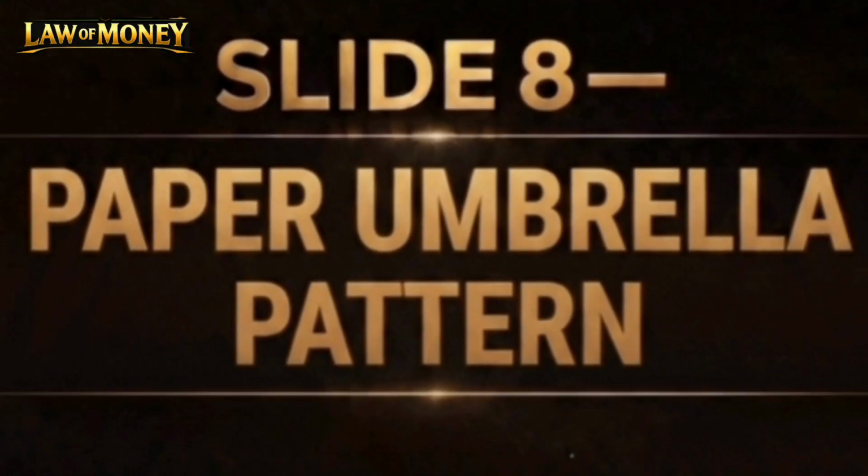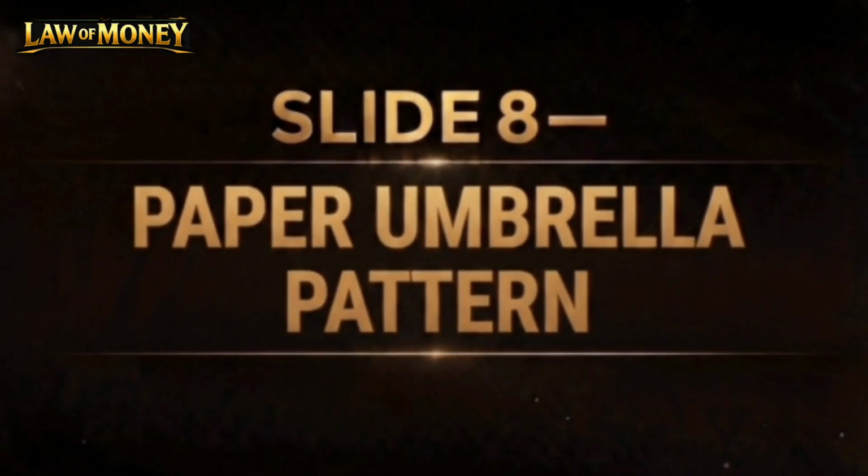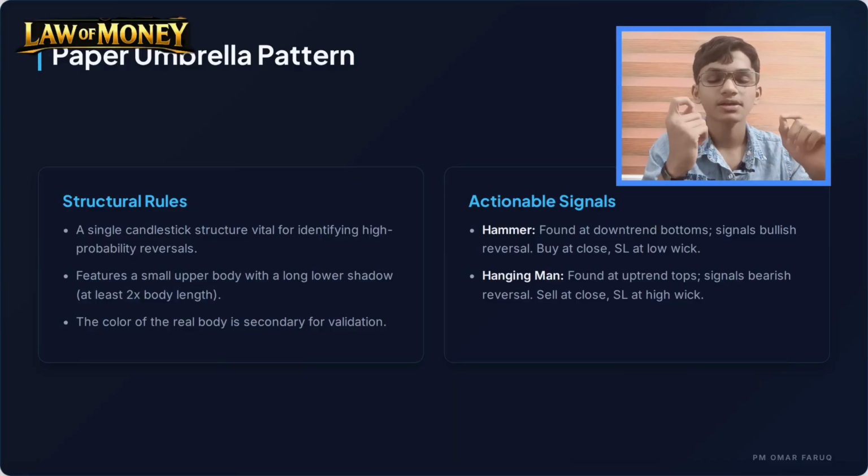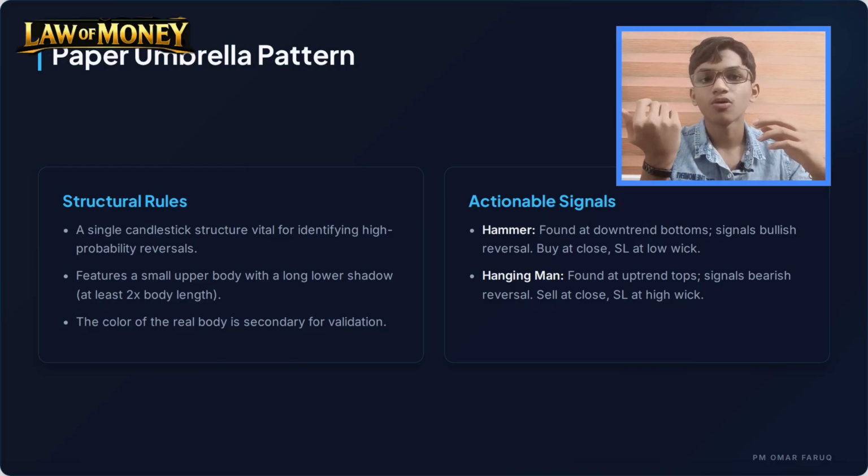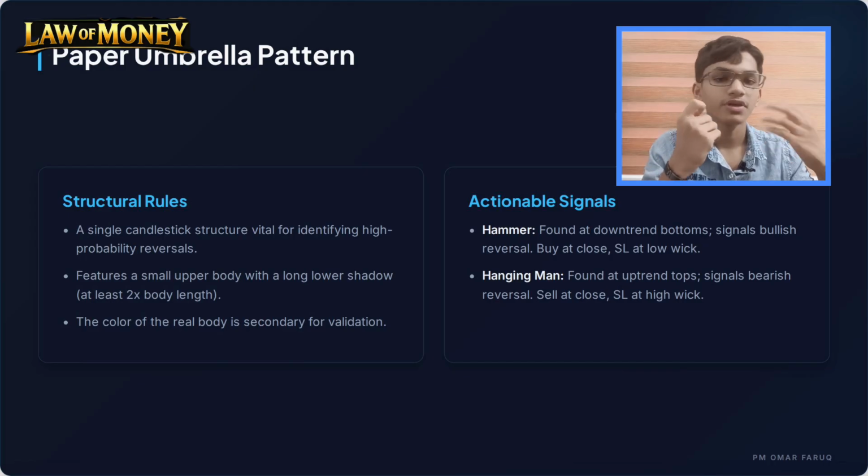Paper umbrella pattern. The paper umbrella structure is characterized by a relatively small body and a long lower shadow. Two important variations are the hammer and the hanging man. A hammer generally appears after a decline and can signal rejection of lower prices. Imagine sellers pushing the market downwards, but then buyers enter and recover much of that decline before the candle closes. That creates the lower wick.